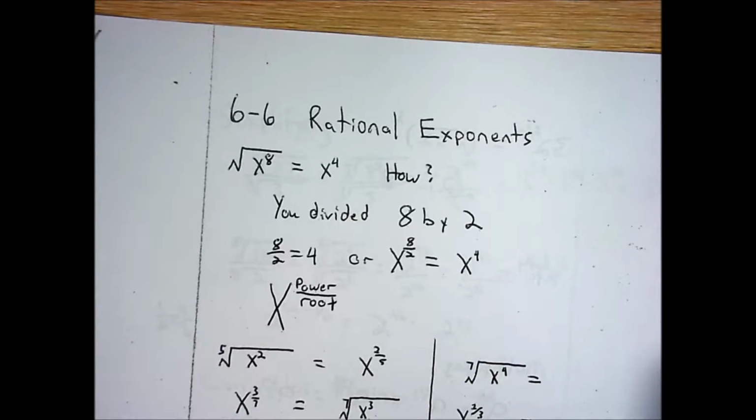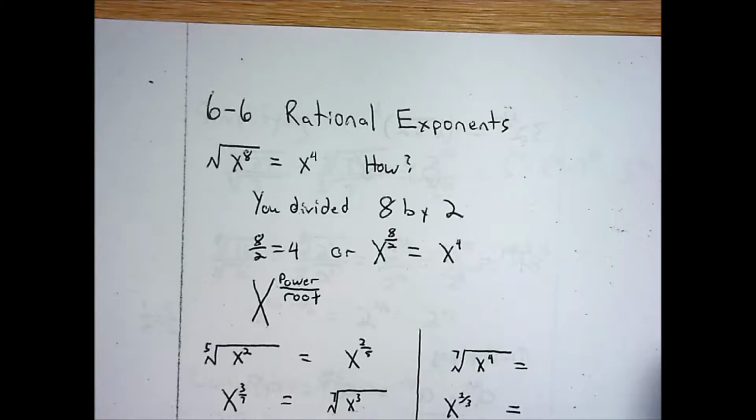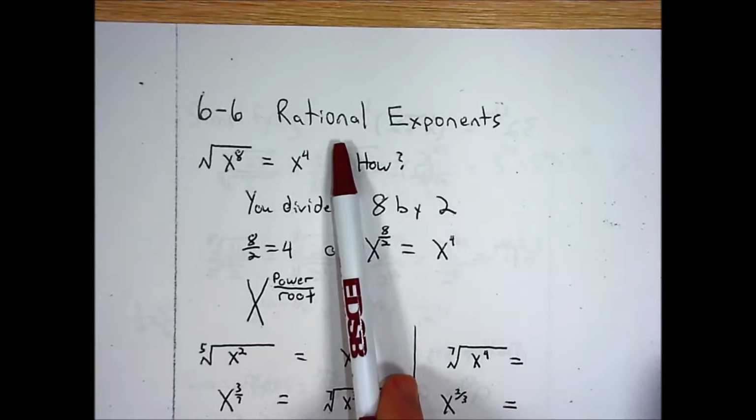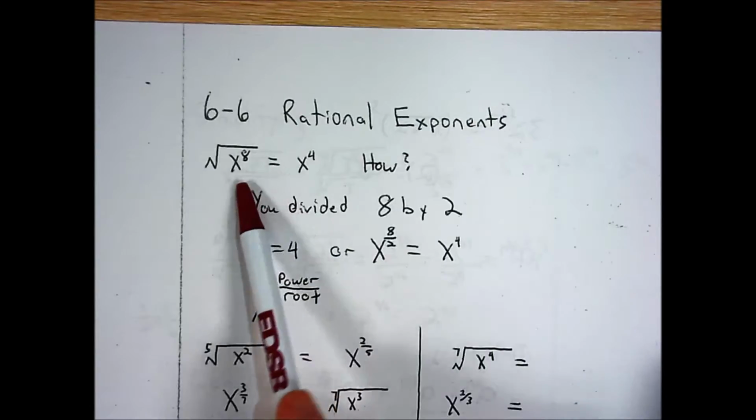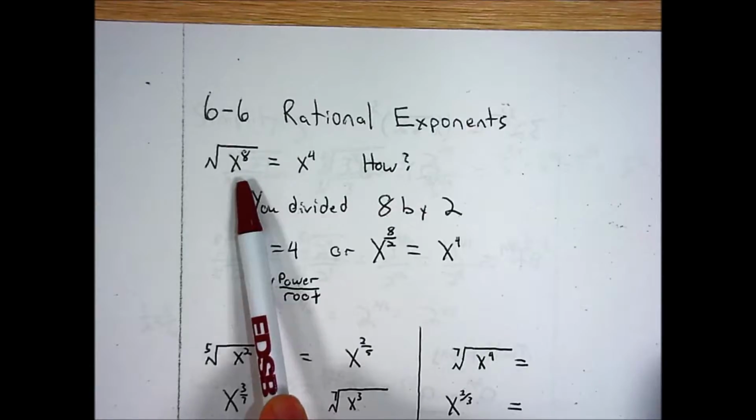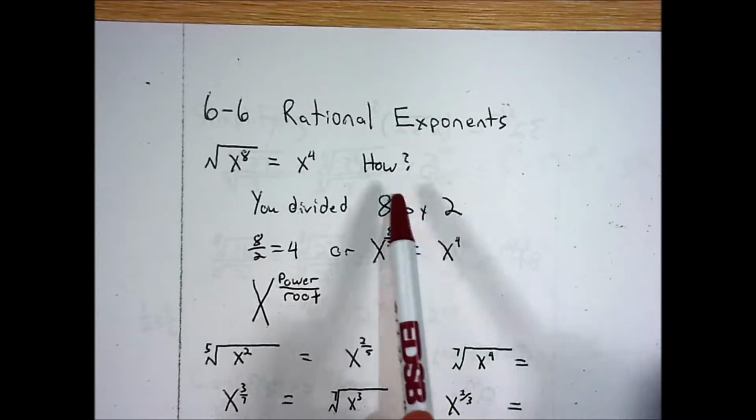Guys, section 6.6 today, rational exponents. Remember from before that the word rational means to be able to write it as a fraction, and exponents are exponents. Problem similar to what we've been doing here. Square root of x to the 8th is x to the 4th. But how did we get that?